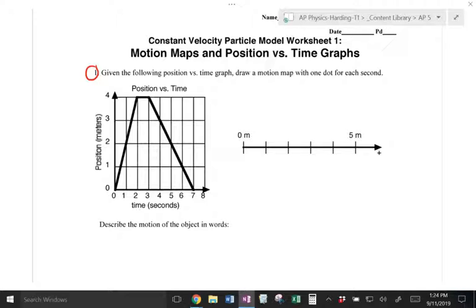All right, your buddy, you want to come on up here? So I have to write out the described motion. Oh, your choice. Do you want to do the motion map or write out the description? Or just do the motion.